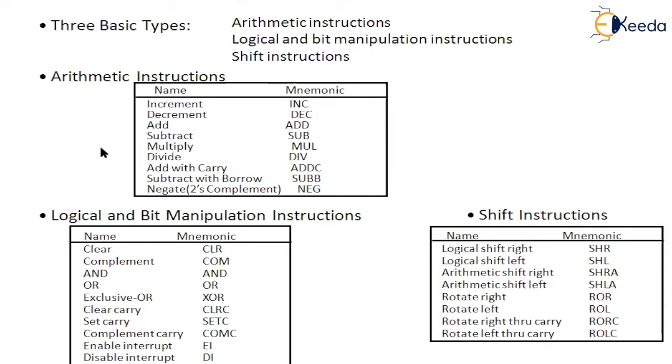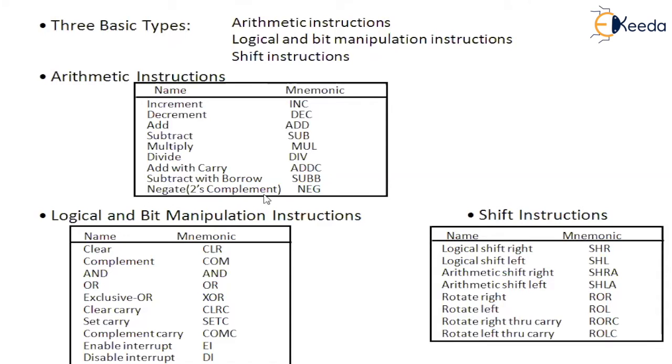When these instructions get executed, the contents of the data register, the contents of a location will get altered. Increment means contents will get incremented, decrement means decremented, add means two registers' values will get added, subtract, subtracted, multiply, multiplied, divide. A division operation is going to be performed between two operands. Add with carry, subtract with borrow, you know that. And negate. When this instruction gets executed, a register's contents will get 2's complemented.